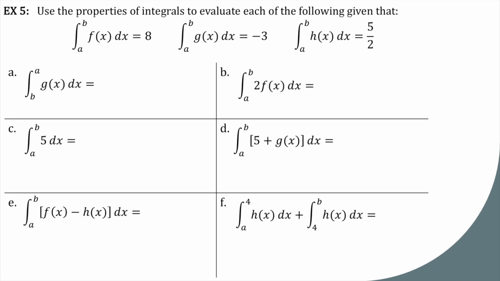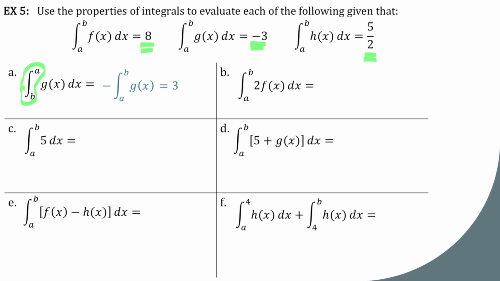So we'll practice that. Use the properties of integrals to evaluate each of the following, given that a to b of f of x dx is 8, a to b of g of x dx is -3, and a to b of h of x dx is 5/2. So with that in mind, what is b to a of g of x? Well, that's going to be negative a to b, so that'll be 3.